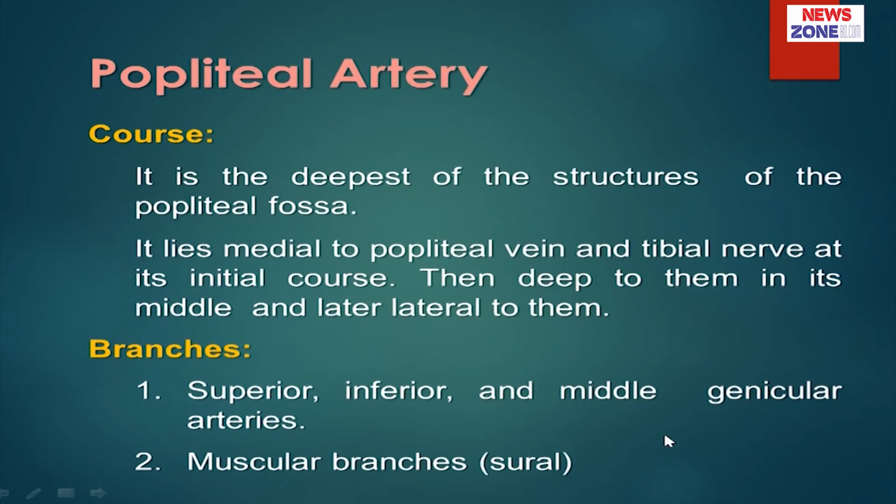Popliteal artery course: it is the deepest of the structures of the popliteal fossa. It lies medial to the popliteal vein and tibial nerve at its initial course, then deep to them in its middle, and later it will be lateral to them. The branches are the superior, inferior, and middle genicular arteries and muscular branches, or the sural branches.